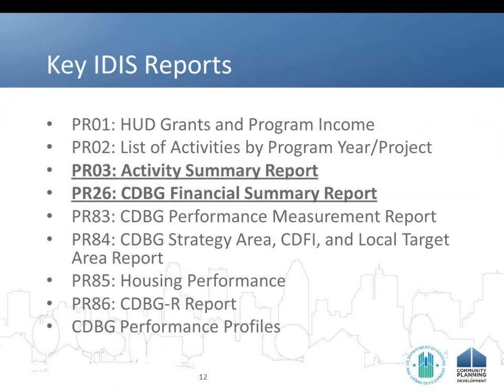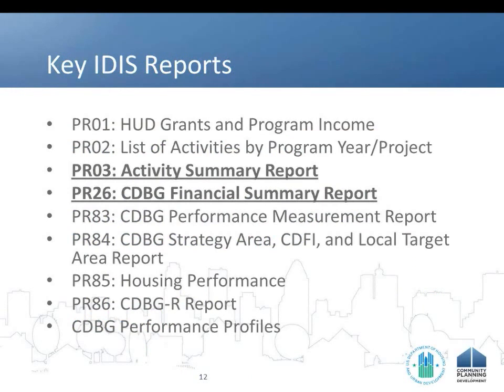If you want that detail at the activity level, the PR02 is probably the most popular report out there. It's a simple list of all your activities by program year and project. It will give you the status, how much it's been funded for, how much it's been drawn, and the balance. So this is a good tool for just general program management. You want to find out which activities are still open, which activities are spending their money.